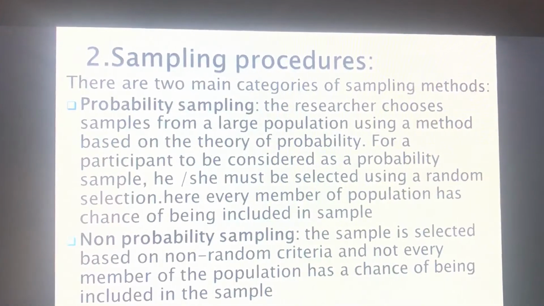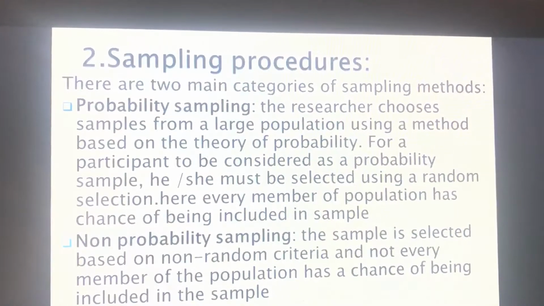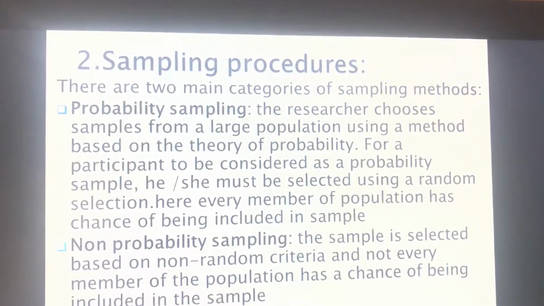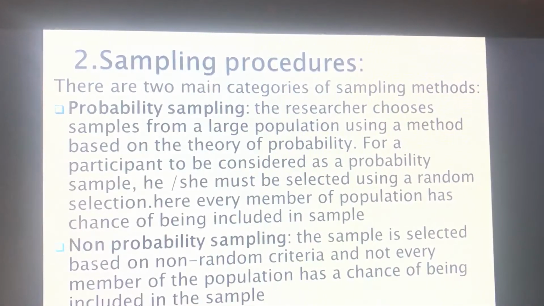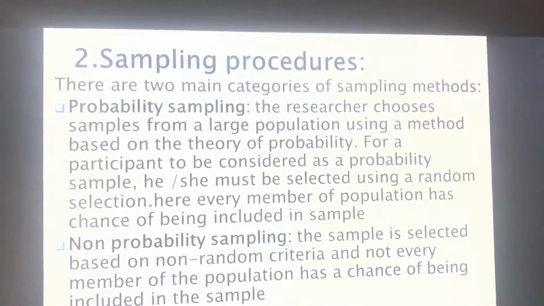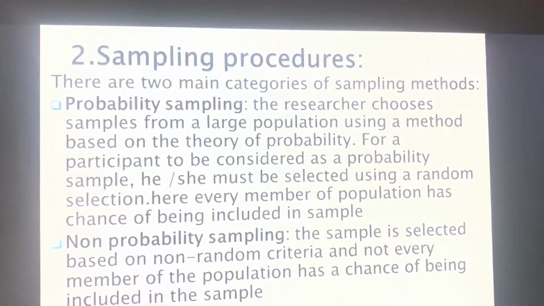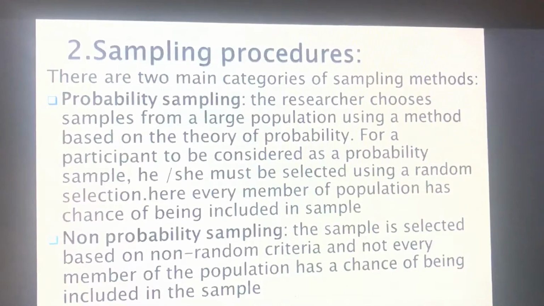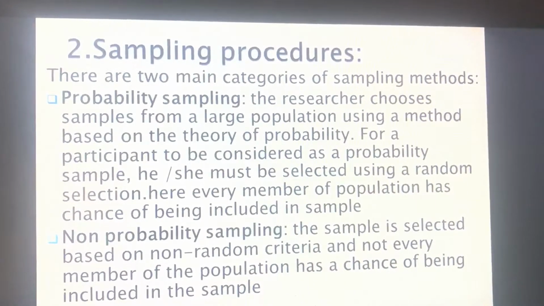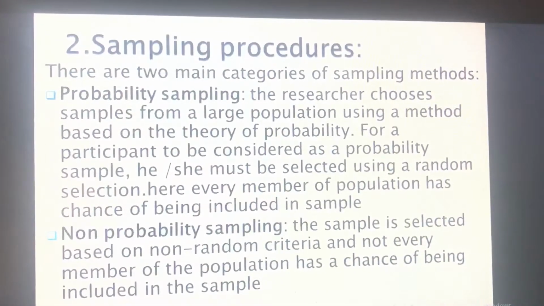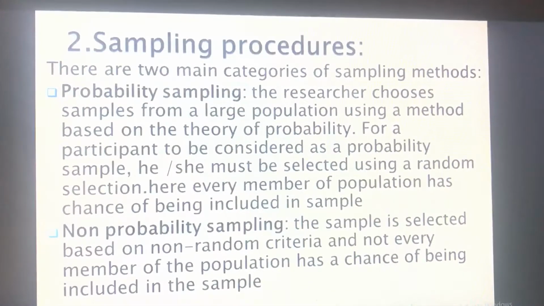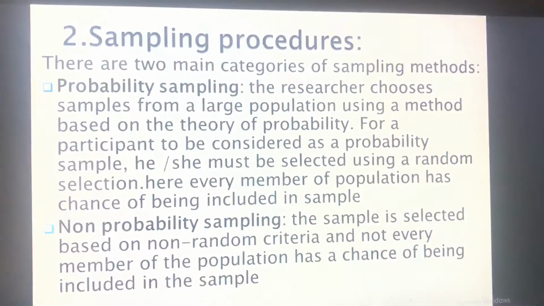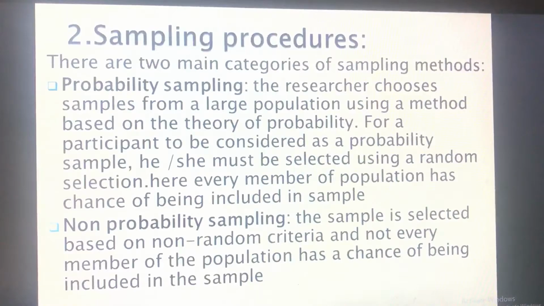Sampling procedures. There are two main categories of sampling methods. The first is probability sampling. For probability sampling, the researcher chooses samples from a large population using a method based on the theory of probability. For a participant to be considered as a probability sample, he or she must be selected using a random selection. Here, every member of the population has a chance of being included in the sample.